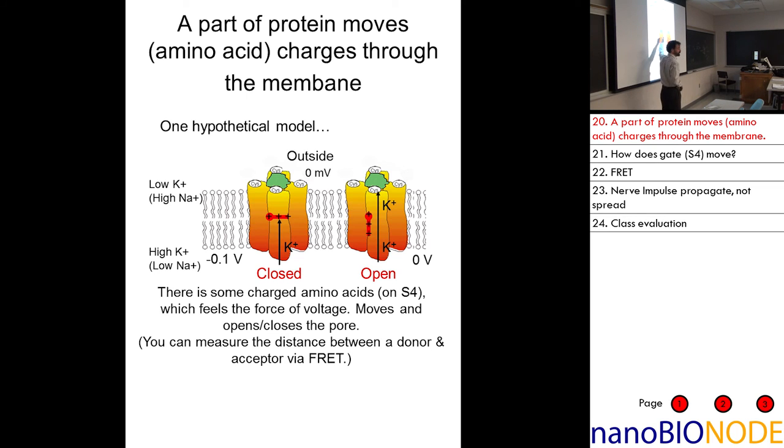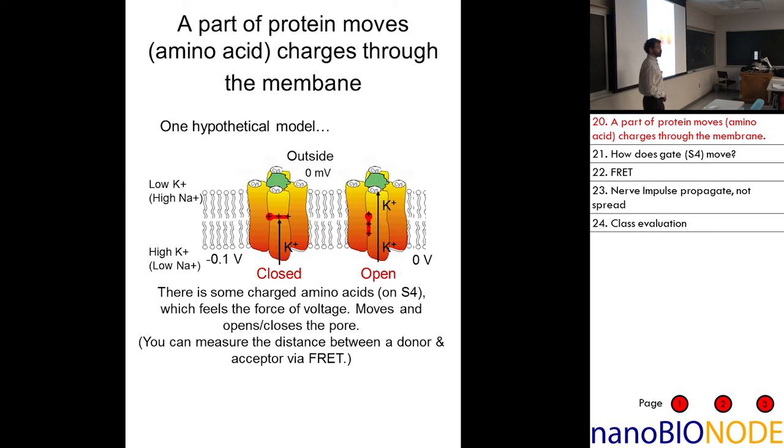What we found from the slope is that the charge is equivalent to 3 electrons per subunit, that is 12 electron equivalents for the whole 4 transmembrane regions. And now the question is, how does it move?